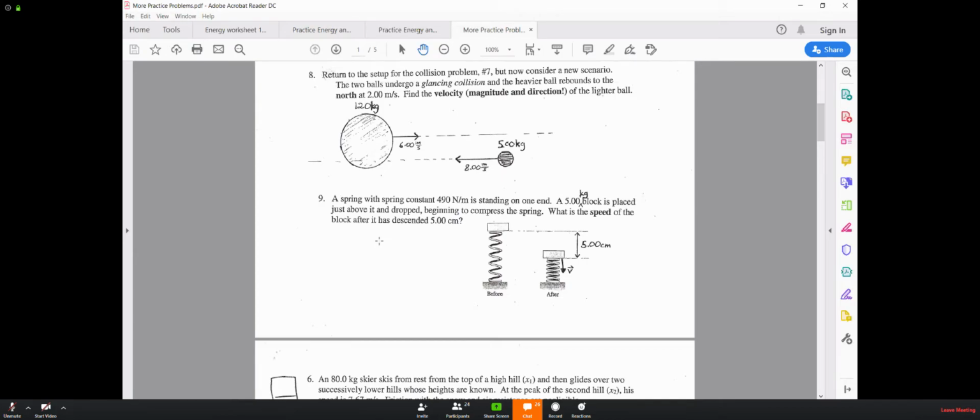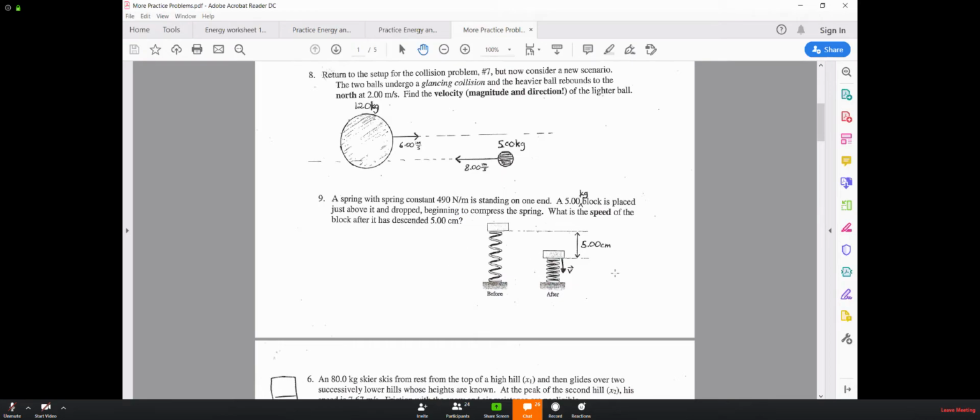A spring with spring constant 490 newtons per meter is standing on one end. It's on the floor and it's vertically positioned. A 5 kilogram block is placed just above it in the left picture and released. So the block is placed just above the top of the spring, and then somebody lets it go, and it is dropped, beginning to compress the spring. What is the speed of the block after it has moved 5 centimeters downward?